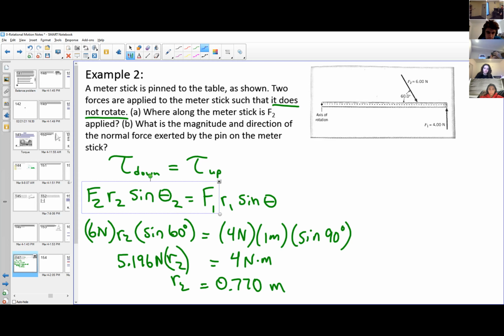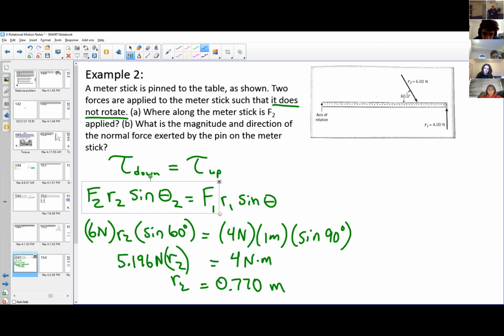So that's good. All right, now part B is the trickier part. What is the magnitude and direction of the normal force exerted by the pin on the meter stick? These forces are pushing and pulling the meter stick, and the pin is making sure it doesn't go anywhere. The pin is actually giving a normal force. And if you tried it, you felt that the pin wants to move. So there is obviously a force the pin has to supply so that it doesn't. What we need to figure out is what are the directions of those forces, so we can calculate them. So any ideas on how we can start?